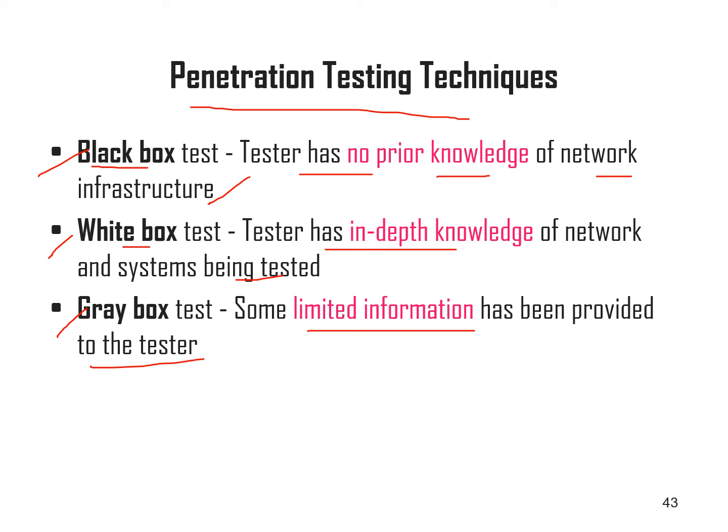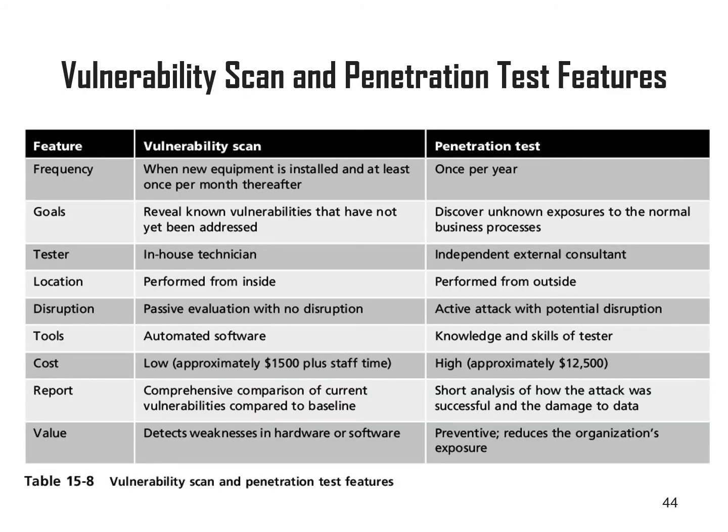Based upon that, these 3 categories, we can also categorize the hackers: black box hackers, white box hackers, and gray box hackers also. Okay, so the vulnerability scan and penetration testing features we will see one by one. The first feature is frequency. For vulnerability scanning, it is done when new equipment is installed and at least once per month thereafter, right? In penetration testing, it is once per year.